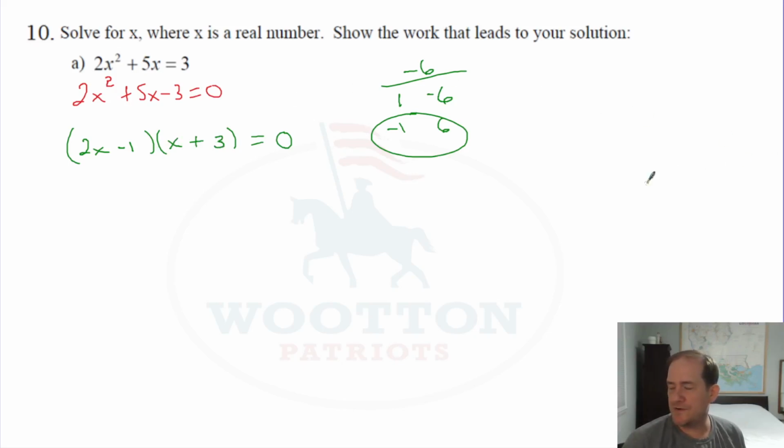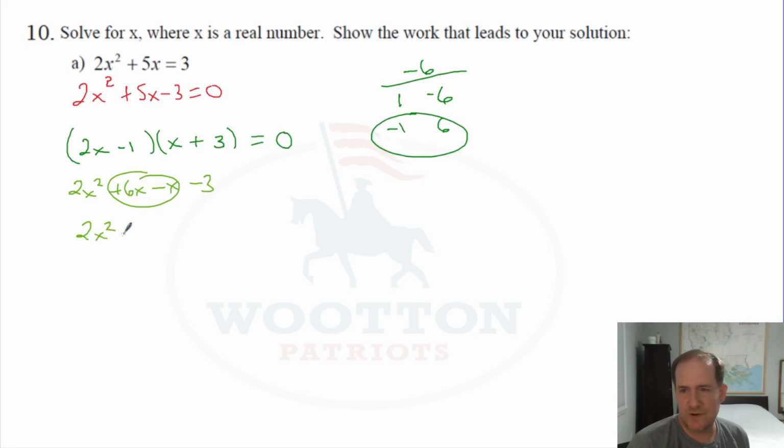How do I know it is? Well, because I can double check it. I can FOIL this. And I would get a 2x squared plus 6x minus 1x minus 3. These middle terms are the ones that need to combine. So you get a 2x squared plus 5x minus 3. That's what we wanted to get. So I know this factored form is correct.